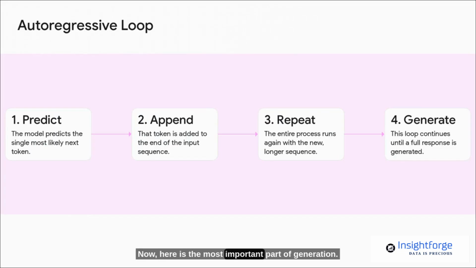Now, here is the most important part of generation. The model builds its response one single token at a time. It predicts the most likely next token. Let's say Paris. Then, and this is the key, it takes that new token and adds it to the end of the prompt. Then it runs the entire process all over again with this new longer prompt to predict the next token. Maybe it's a period. Then it adds the period and runs it again. This cycle repeats over and over and over, feeding its own output back into its input. That's why they call it an autoregressive loop.